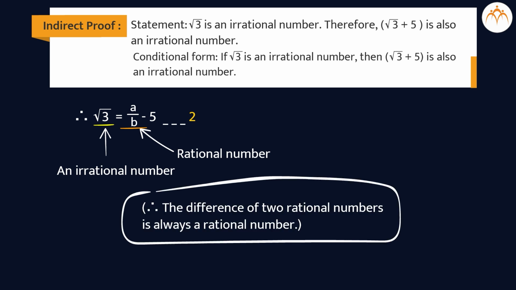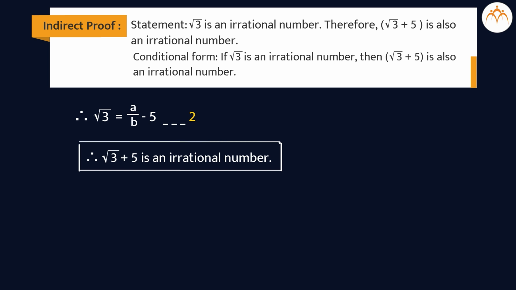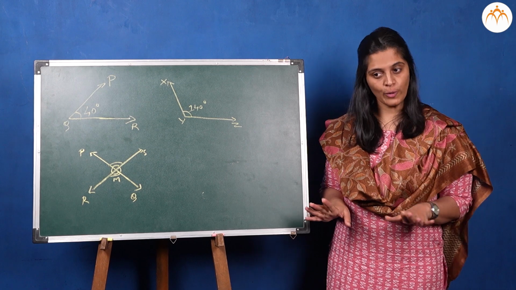Therefore, the difference of two rational numbers is always a rational number. So we find a contradiction in equation 2. Therefore, the assumption that square root 3 plus 5 is a rational number is incorrect. Understand? And therefore, square root 3 plus 5 is an irrational number. Getting it?